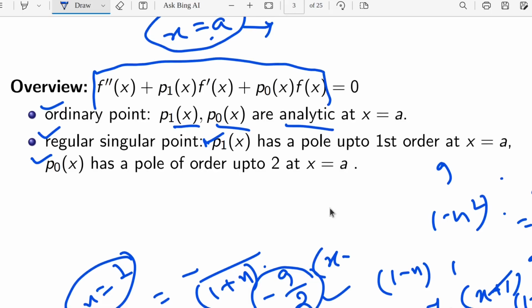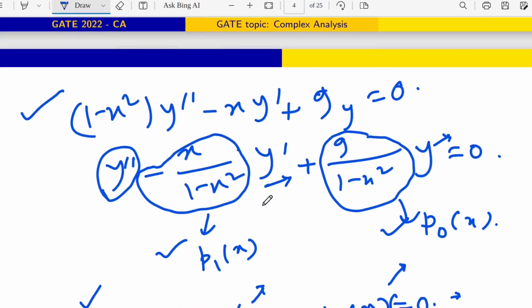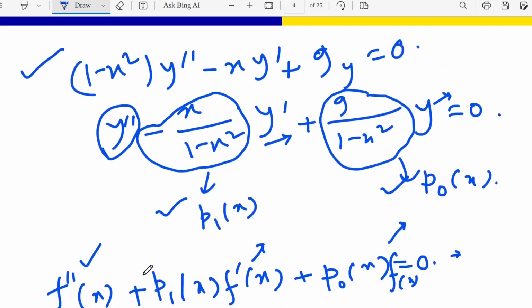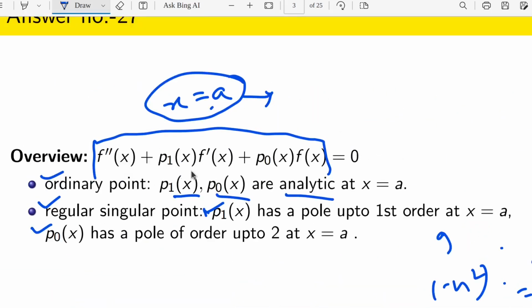Now coming to the question given here. In that question, (1 minus x squared) y double prime minus x y prime plus 9y equals 0. Comparing with the general expression, we first have to calculate p1(x) and p0(x), so that we can say whether p1(x) has a pole of up to first order or second order or not, or whether p0 has a pole of up to first order or second order or not. Then only we can say.